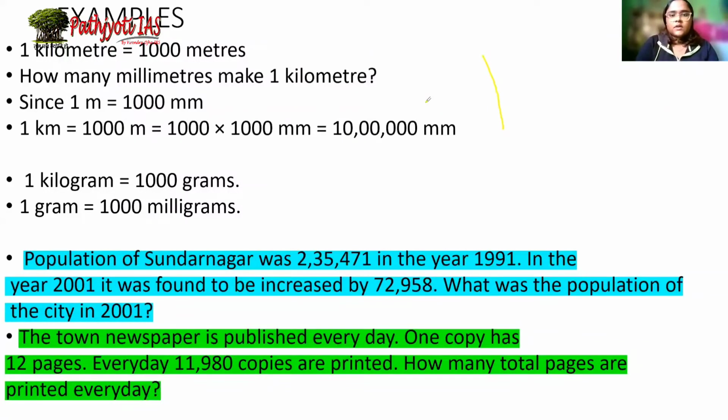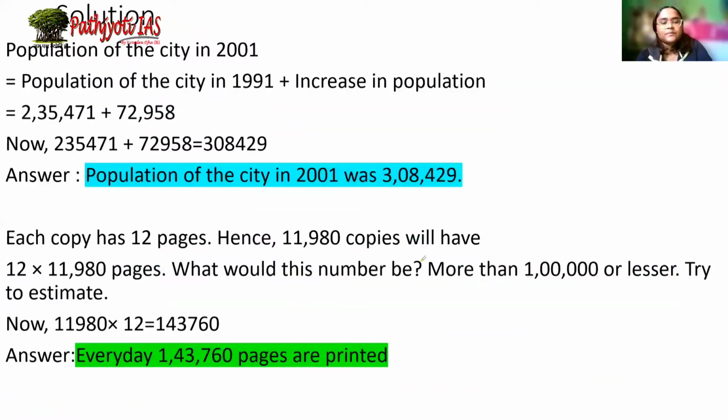Anyone else want to solve? Okay, great. Yeah, these are very basic. Basically, it's increasing by this much, like 72,958. So in that case, it would just get added to it. Then there are this many copies, and every copy has 12 pages, so it would be multiplied. I'll move to the next slide. It has the solution. You can note it down as well. So it's understandable. Next slide.